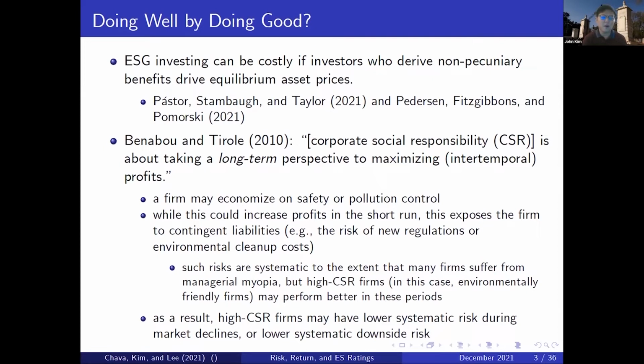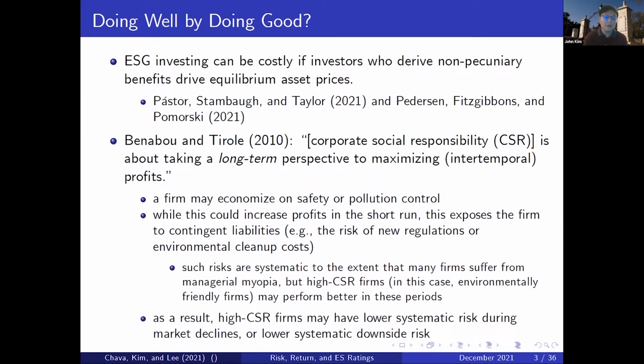So for example, this is, I think, a very typical story of the benefit of ESG you would hear. A firm might think about economizing on safety or pollution control. To the extent that the firm is able to economize on these costs in the short run, this would obviously lead to increased profits. But at the same time, this could expose the firm to contingent liabilities down the road. For example, there could be some risk of new regulations that require the firm to completely overhaul its production processes. It might face some environmental accidents, which would require significant cleanup costs.